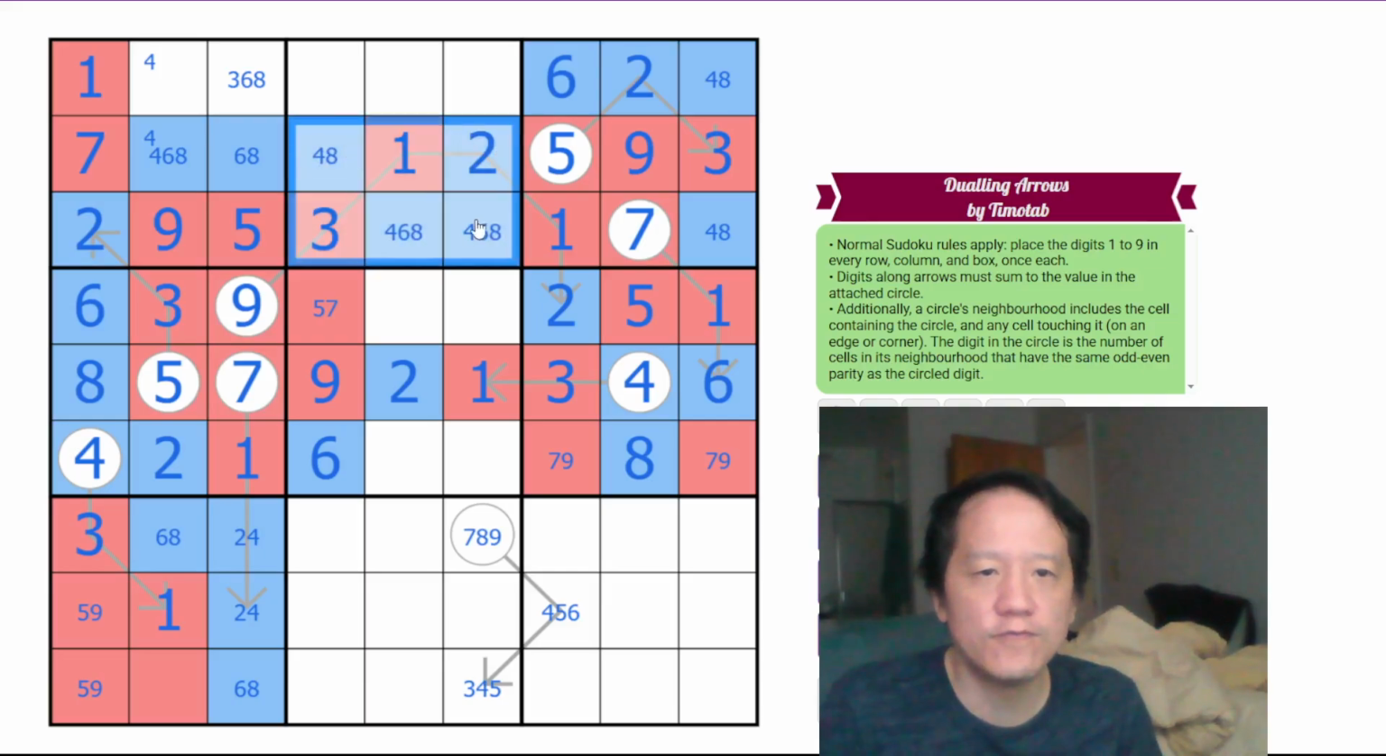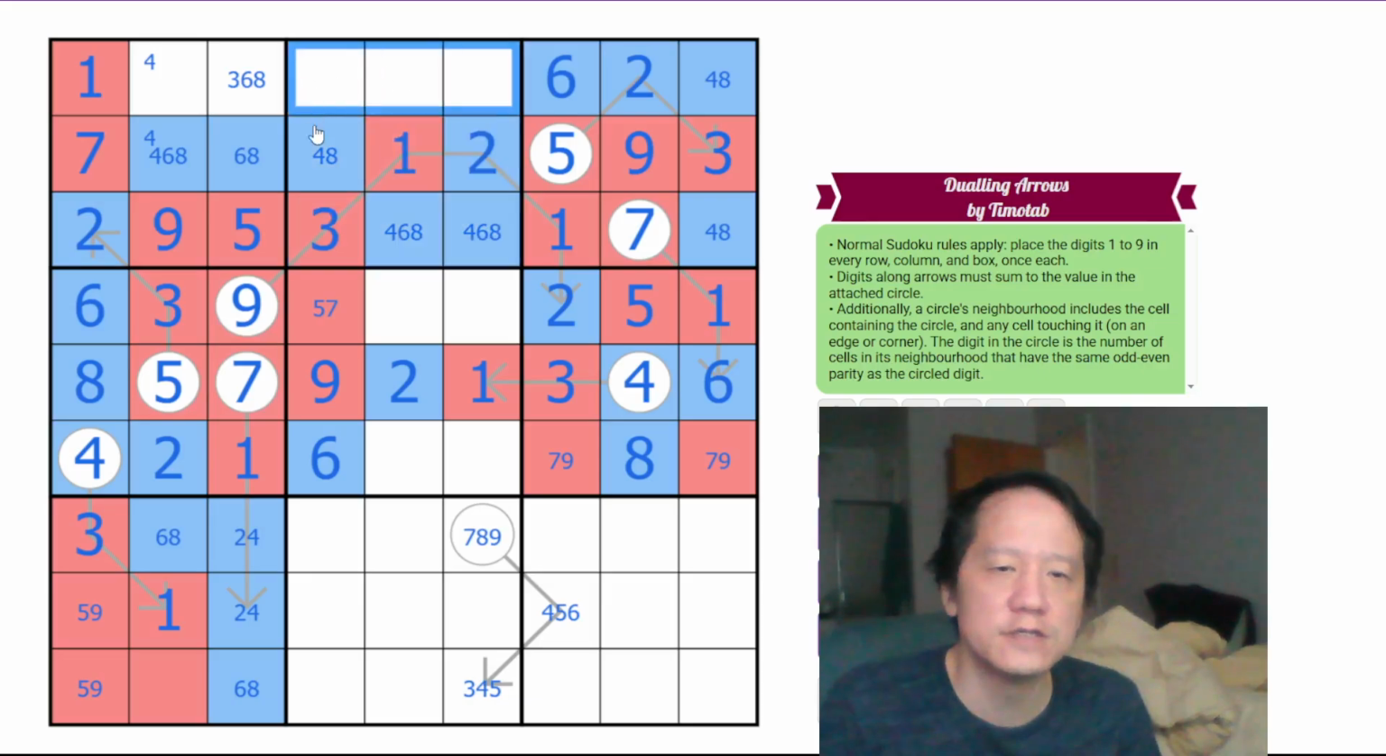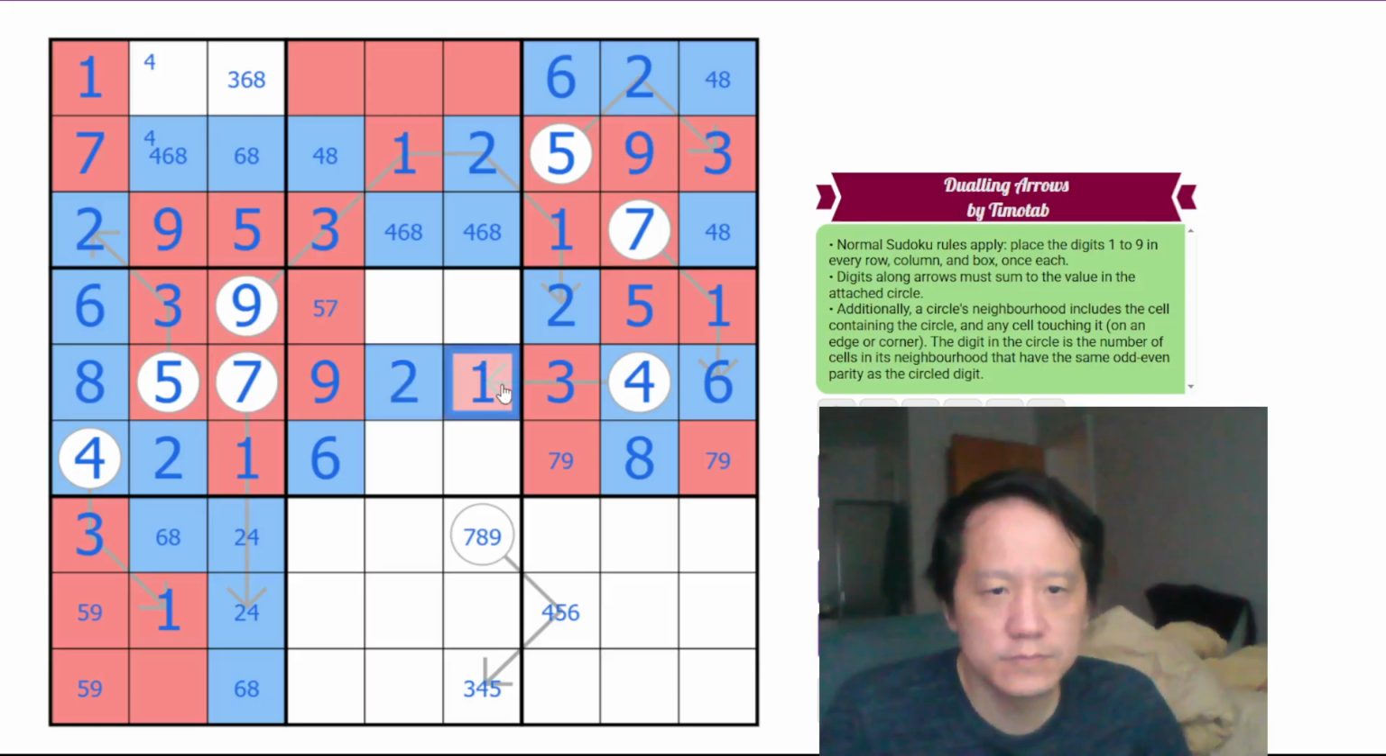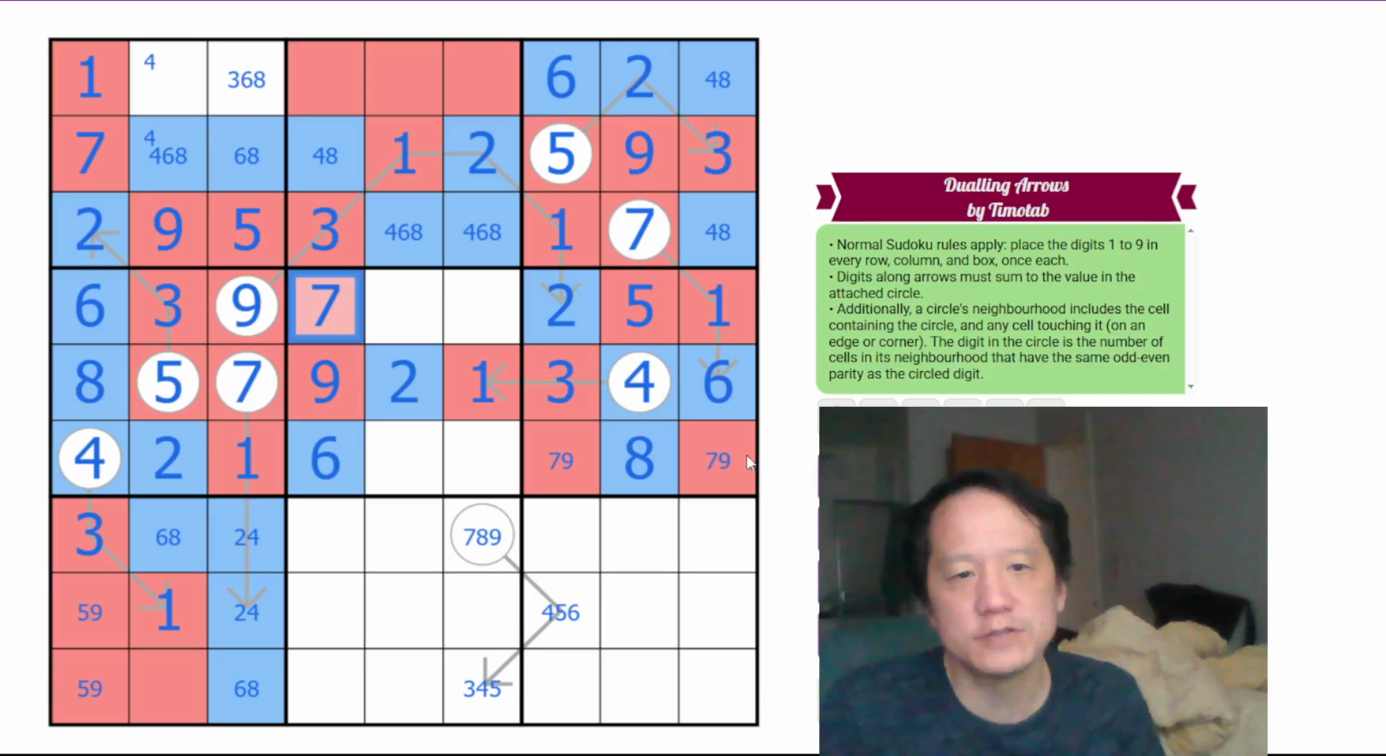We have 4 even digits in this upper left, upper central box, so the rest must be odd. So these are odd. This 5 eliminates 5 here, so this is 7.